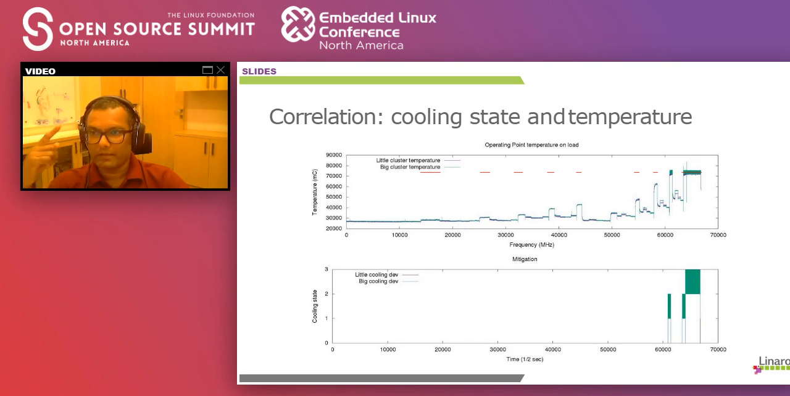So what is happening here is you're constantly throttling the frequency and then going back up and back down and back up and back down. If you look at the diagram below, you see a corresponding change in cooling state between 2 and 3. So you're basically switching between cooling state 2 and cooling state 3. And that can mean anything on a platform. In this case, I think it was like 3 different operating points. So you might be going from 1.2 gigahertz to 700 megahertz and back and forth. So that's the correlation between the cooling states and the temperature.